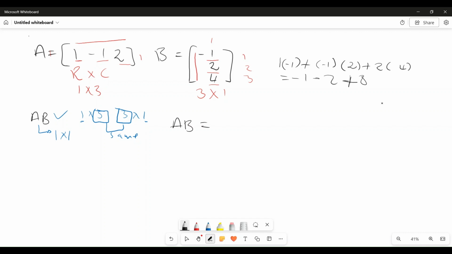So it's giving us plus 8. So minus 1 minus 2 is minus 3 plus 8. That is basically equal to 5. So the matrix that we get now is only having one entry, which is 5.